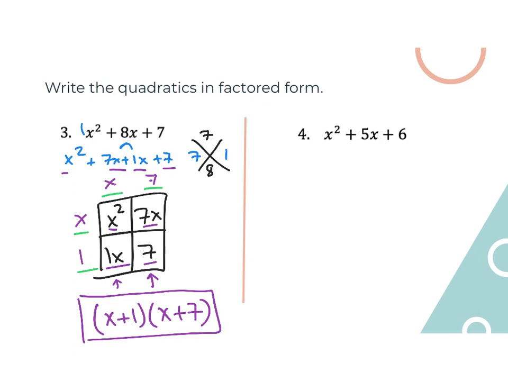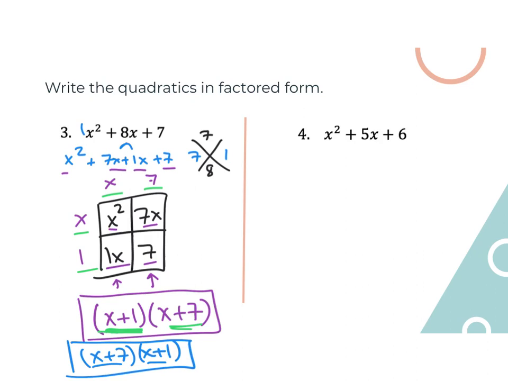That's factored form. Some of you may be wondering, do I have to write this one first and then this one second? And the answer to that is no, you don't. You could write these as x plus 7 and then x plus 1. And the good old commutative property tells us that we can multiply in any order and get the same result. So since I flipped the order of that factor with that factor, I'm still going to get the same answer. All right, let's try the next one.